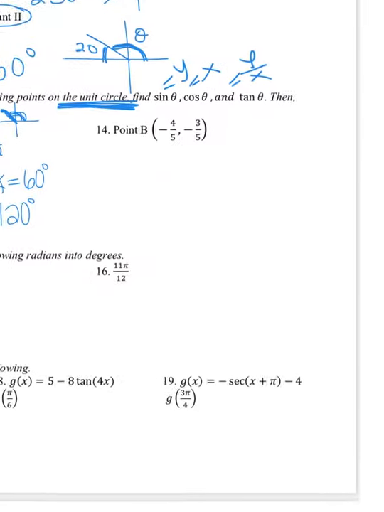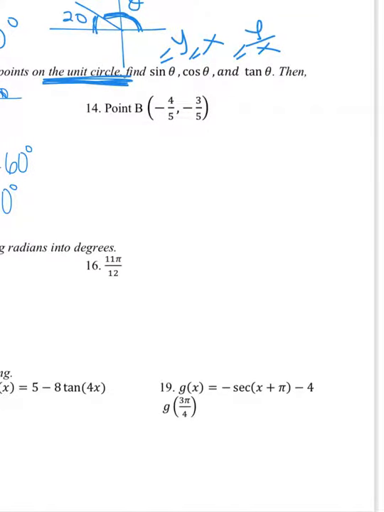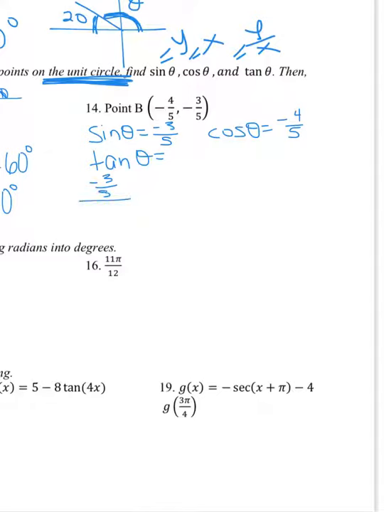For number 14, same idea. Sine, cosine, super easy. Sine of theta is negative 3 over 5. Cosine of theta, negative 4 over 5. Tangent of theta is equal to negative 3 over 5 divided by negative 4 over 5, which is negative 3 over 5 times negative 5 over 4. These cancel. Negative 3 times negative 1 is 3 divided by 4 is the tangent.